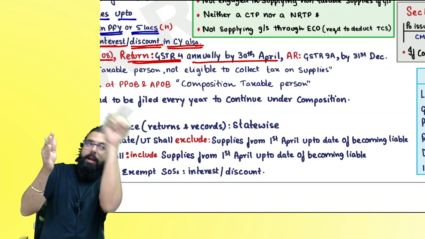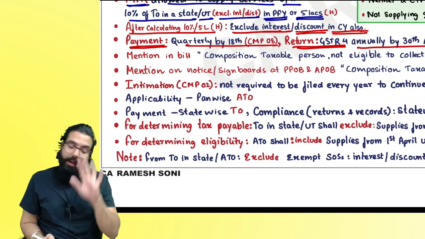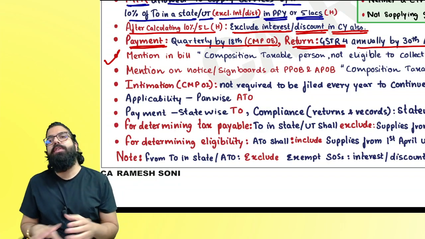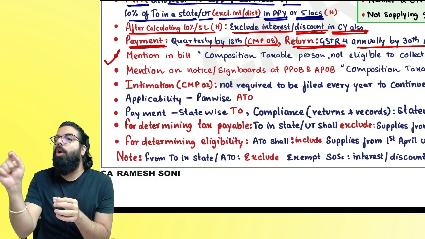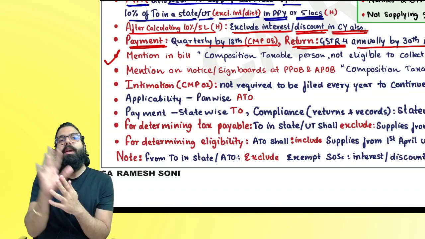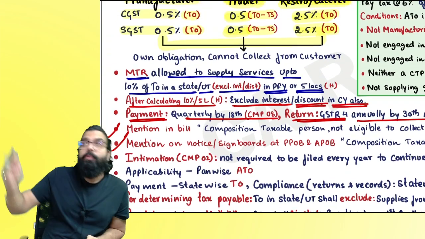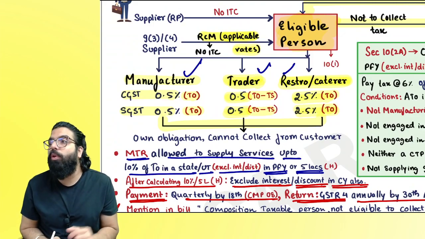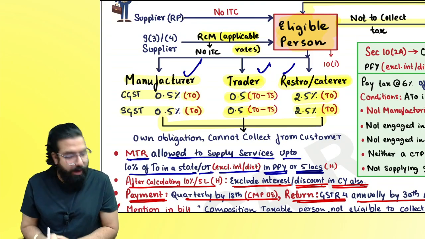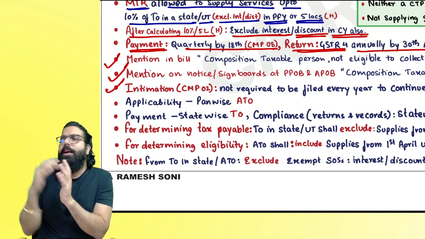Once the year gets over, you have to file annual return GSTR 9A by what date? By 31st of December. If you are a person who is under composition, on your bill you have to write, I am a composition taxable person and I am not eligible to collect tax on my supply. On your notice board or billboard, also you have to write you are a composition taxable person.